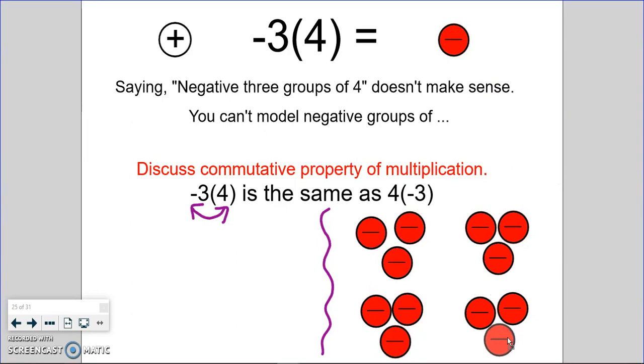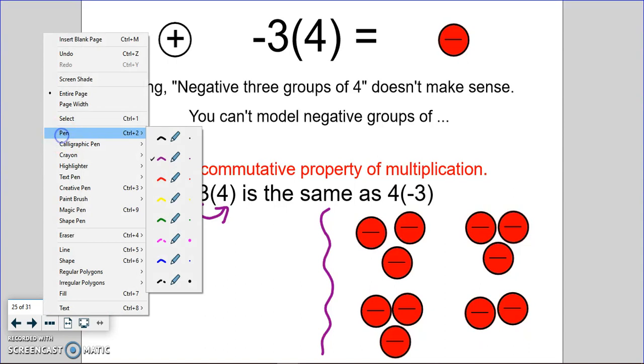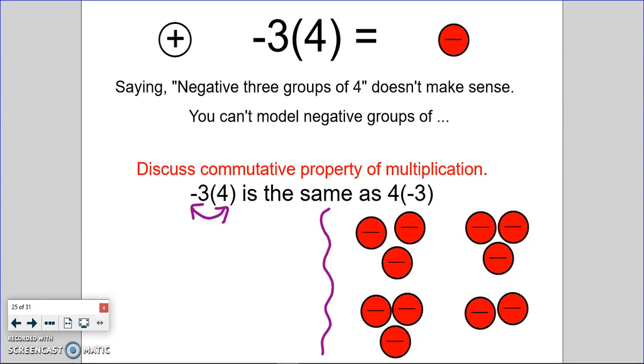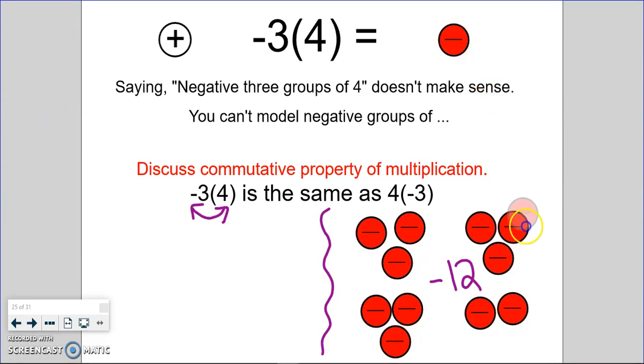If I were to count those up, I would have a total of 12 negative circles, which would give me an answer of -12. Oops, I lost one of my circles, or maybe I forgot to drag it down. So let me drag the circle down. There we go.